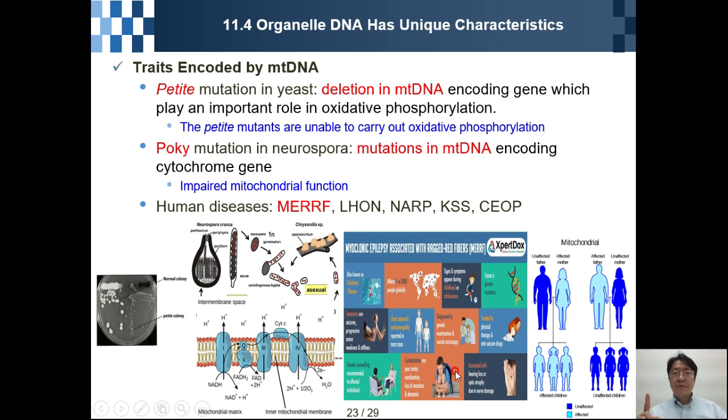But the important thing is mitochondrial genetics. Okay, this is mitochondrial genetics. If an unaffected father mates with an affected mother, then all of their offspring, daughters and sons, will be affected. How about in the other case? The father is affected, with a mutation in the mitochondrial gene, but the mother is unaffected. In this case, all of their offspring will be normal. So this is mitochondrial genetics. For MERRF disease, LHON disease, several mitochondrial diseases, and also the poky mutation and petite mutation, we have to understand this mitochondrial genetics.